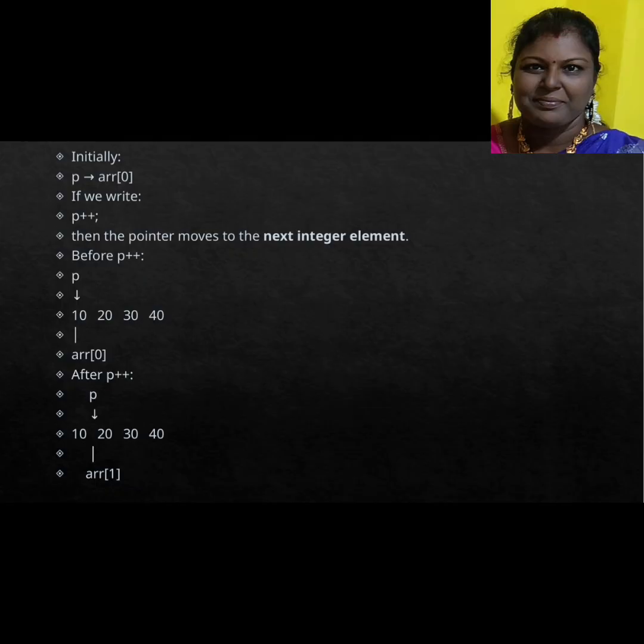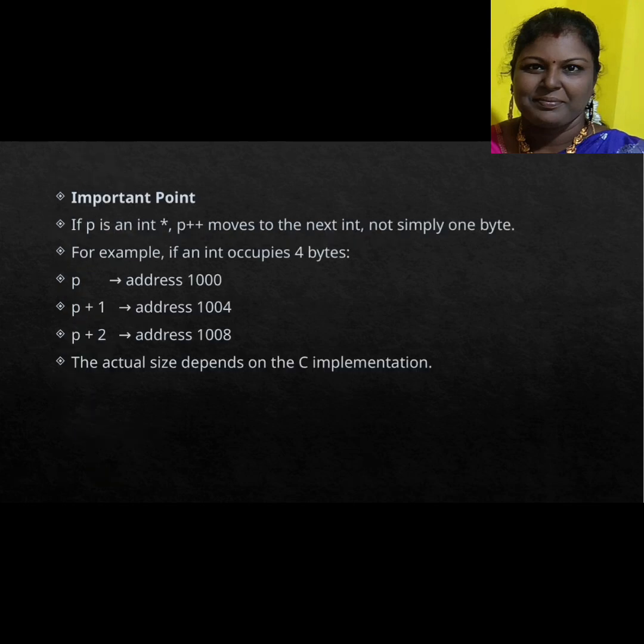Here's an important detail about pointers in C when p is a pointer to an int. Doing p++ doesn't just add one byte to the address. Instead, it moves to the next int in memory. So, if an int takes up 4 bytes, and p points to address 1000, then p plus 1 points to 1004, and p plus 2 points to 1008. Keep in mind, the actual size of an int can vary depending on the system and compiler.